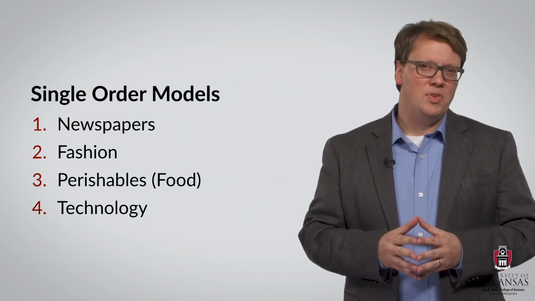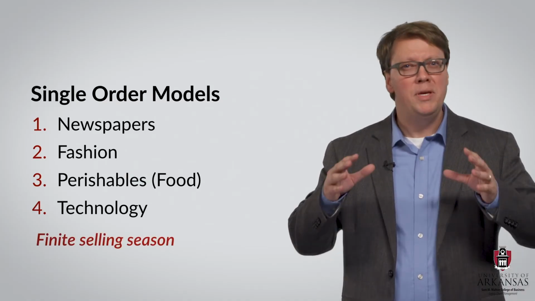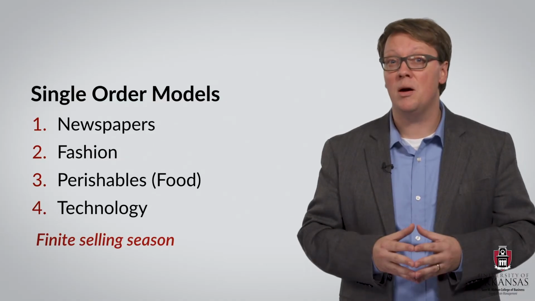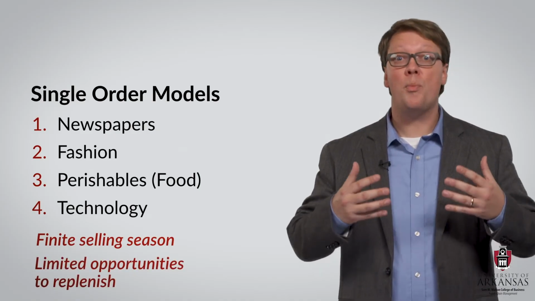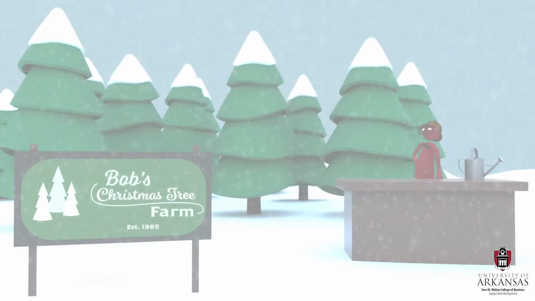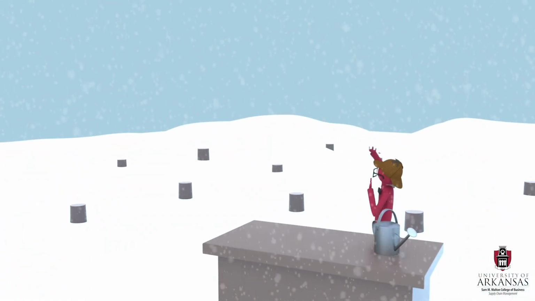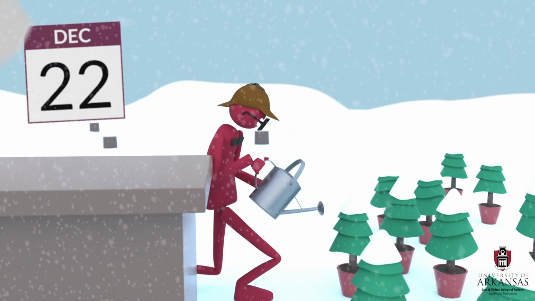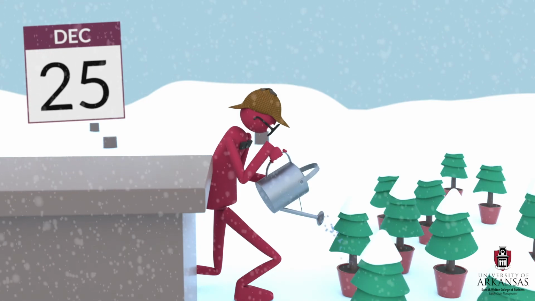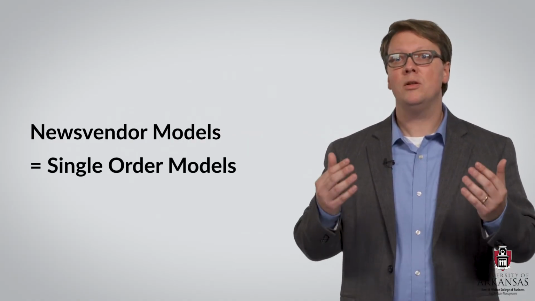What all these examples have in common is that there is what we call a finite selling season, beyond which inventory will essentially become obsolete. In addition, there often are limited or no opportunities to replenish. Think of Christmas trees. When a seller runs out of Christmas trees on, say, December 15, they will not have a chance to grow more trees before the end of the season. In other words, there will only be one order placement per season. And that is why we call Newsvendor models single order models.